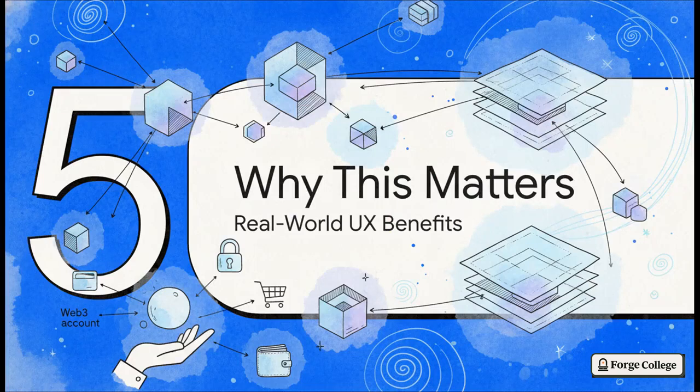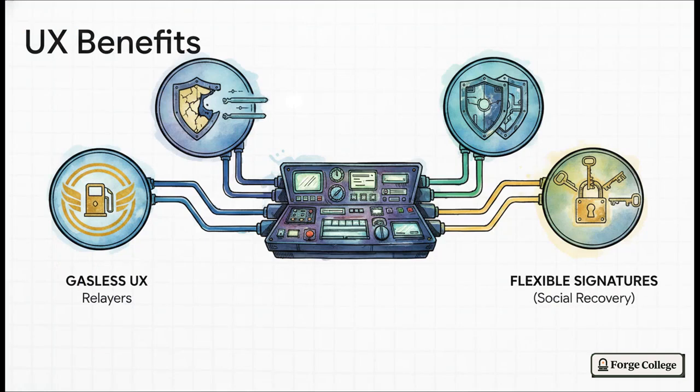And finally, Section 5, why this matters. Real-world UX benefits. So, why go through all the trouble of relayers and programmable pockets? Simple. Because this modularity gives everyday users massive, absolutely game-changing UX upgrades. We're talking about gasless transactions, where an app literally pays the network fees for you behind the scenes. We're talking about the ability to upgrade your security policies dynamically, without having to move all your assets to a brand new address. And most importantly, we're talking about flexible signatures.